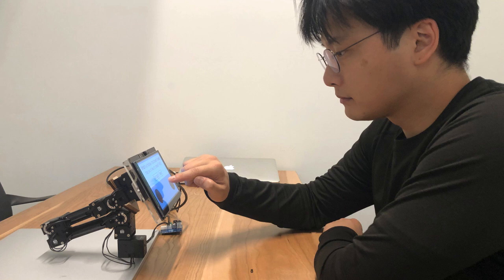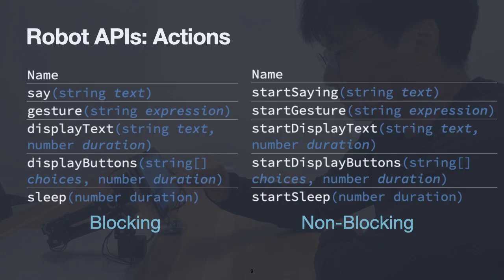Let's say we want to create a block-based visual programming system for a simple tabletop robot that can speak, listen, and display and sense things on the screen. Here is a set of available actions defined as functions. We provide two versions of each action, with blocking functions that block the program until the action is done, and non-blocking functions that only start the action and immediately move on to the next statement in the program.